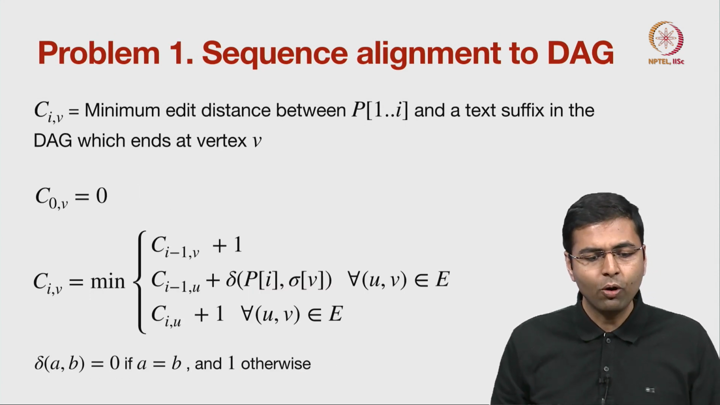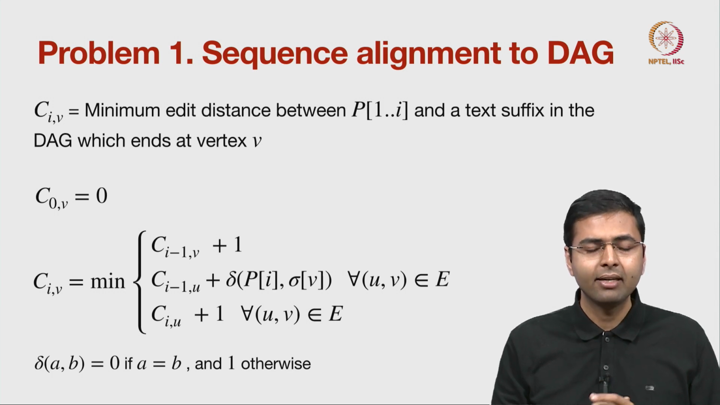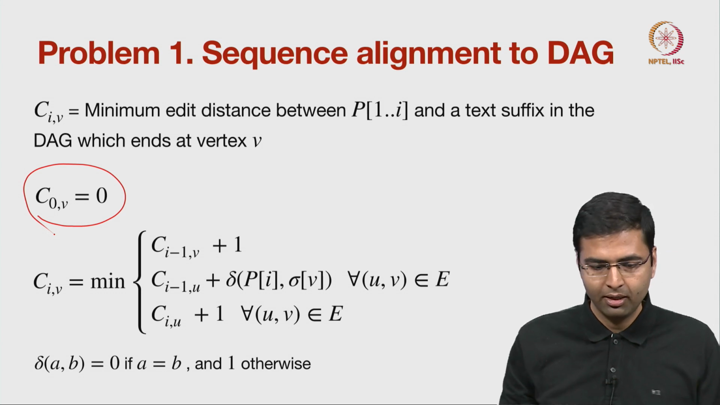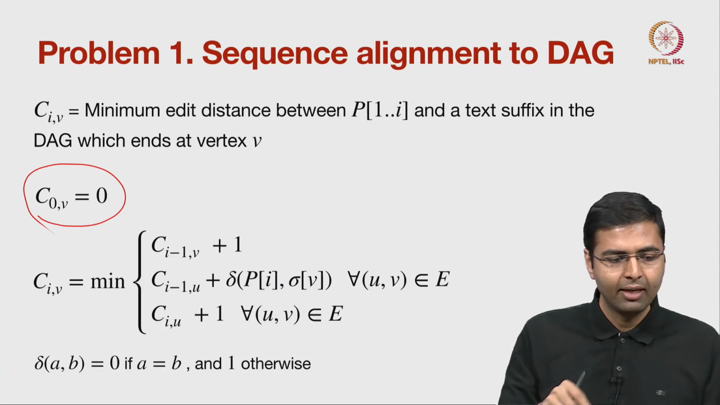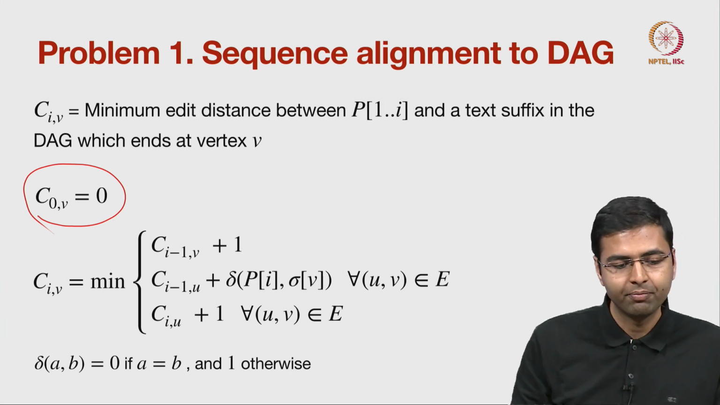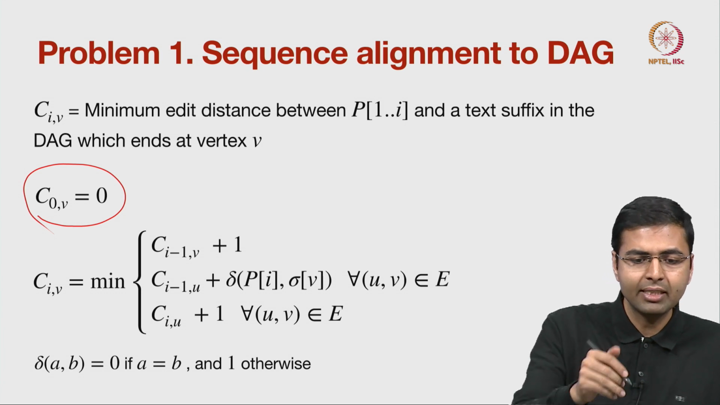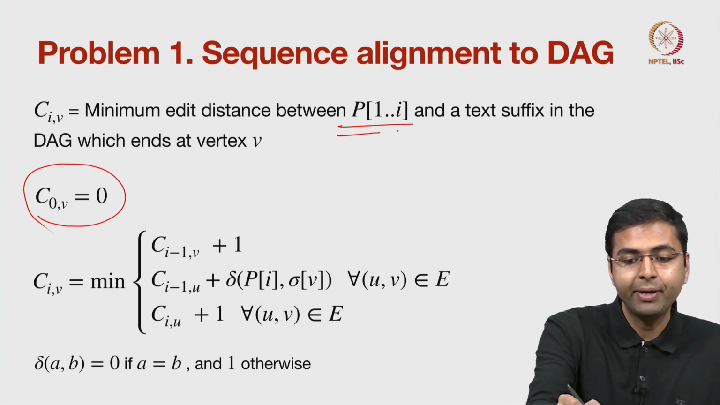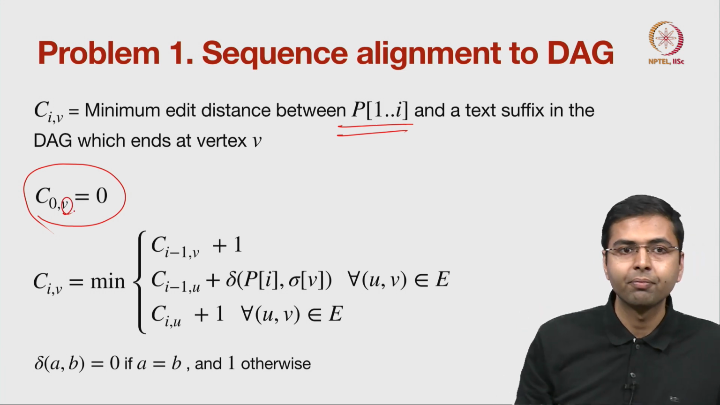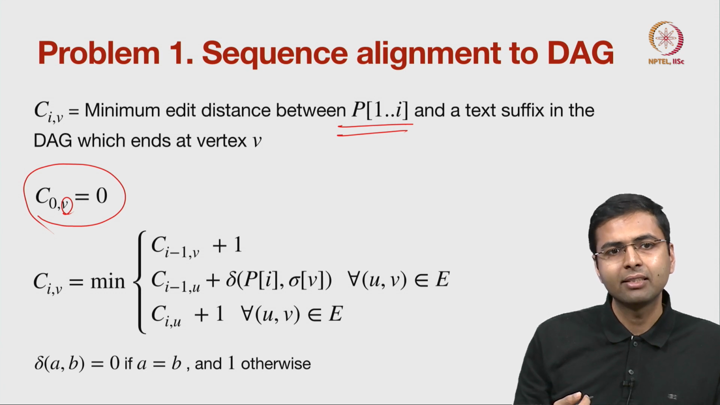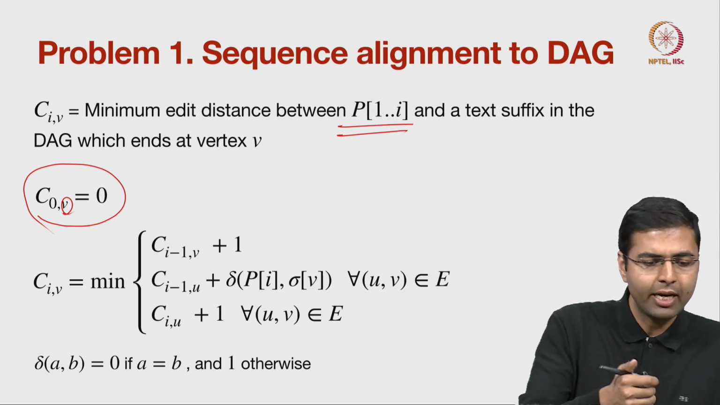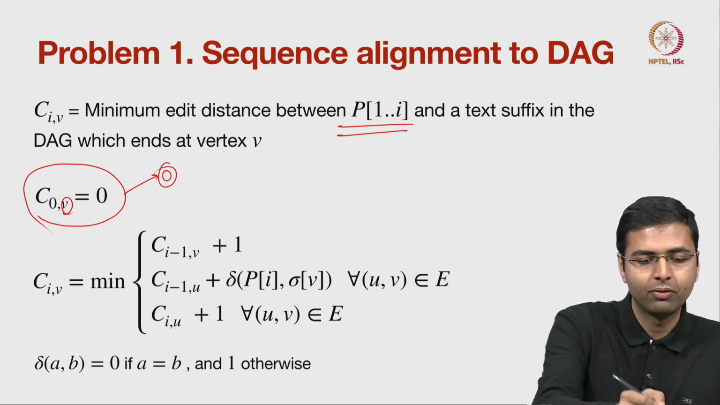Okay. Now moving forward, we can extend the recursion. Remember, what is the base case for this dynamic programming? We can solve these C[i,v] recursively. Let us consider the base case first. What should be C[0,v]? This is to say, what is the edit distance between an empty string from the pattern and a text suffix in the DAG which ends at vertex v? Well, we can take an empty suffix, and we know that the edit distance between two empty strings is 0. So, the base case is easily determined as 0 for all vertices v.